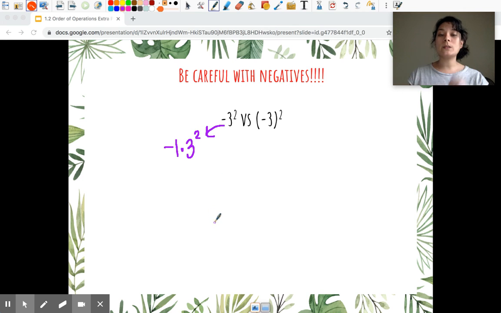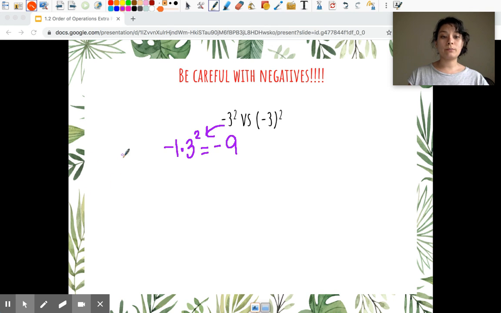parentheses, that's kind of like saying -1, because there's an invisible -1 that's getting multiplied with 3 squared, okay? So the negative in this case is actually not a part of our base. What we're squaring here is the 3 and then multiplying it by -1. So if I do that, that's actually going to give me 9 when I square the 3 first, and then if I multiply by -1, that gives me -9.